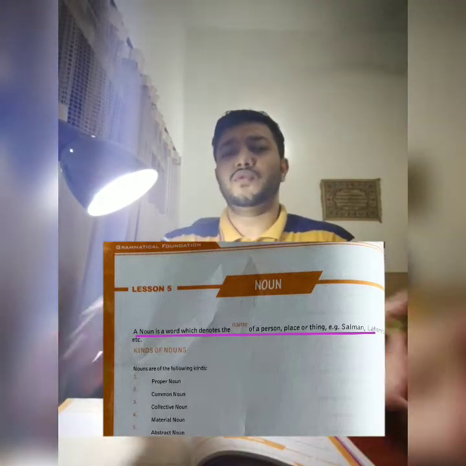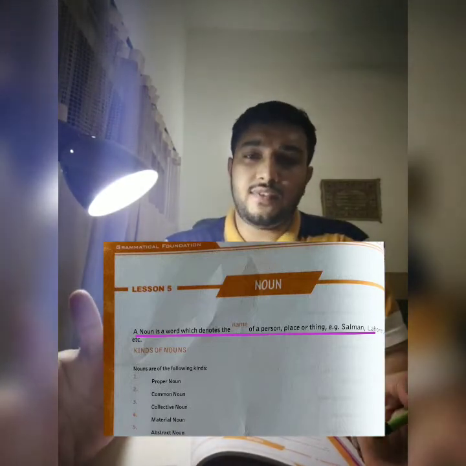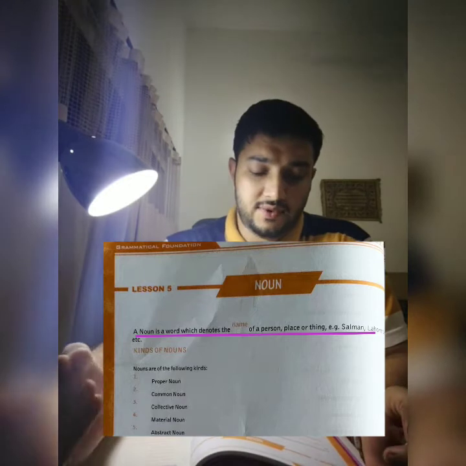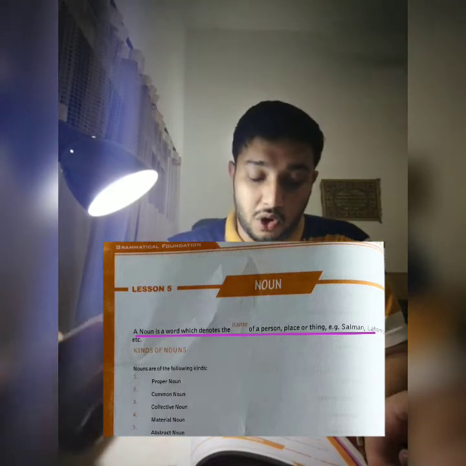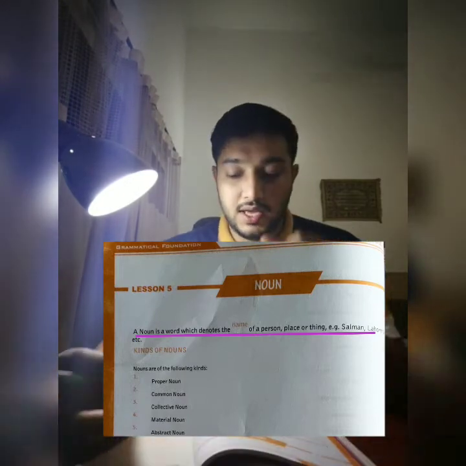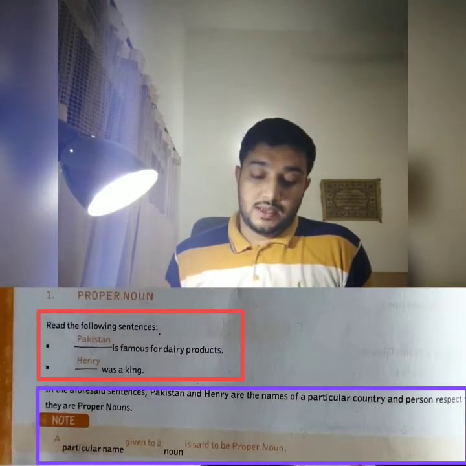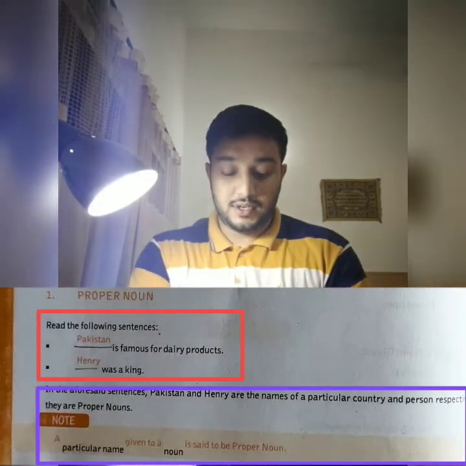So noun is further divided into subkinds. There are 5 kinds of noun. First is proper noun, common noun, collective noun, material noun, and abstract noun. If we talk about proper noun, the first heading is proper noun. Let's read the example for it.